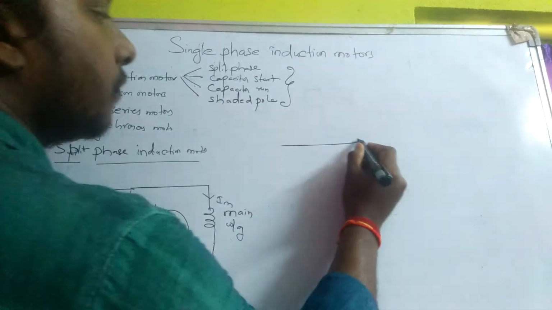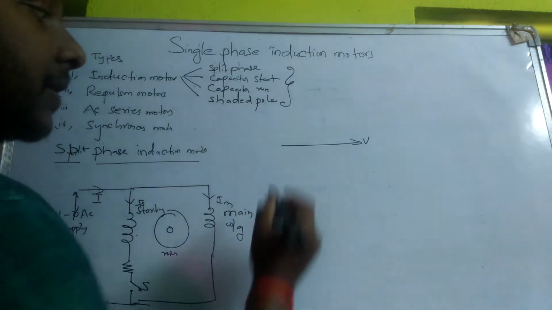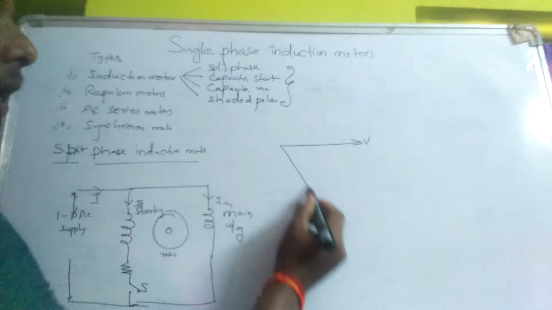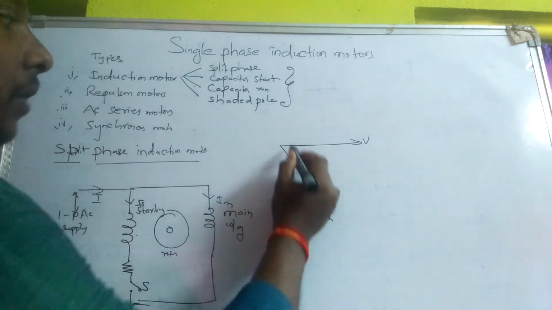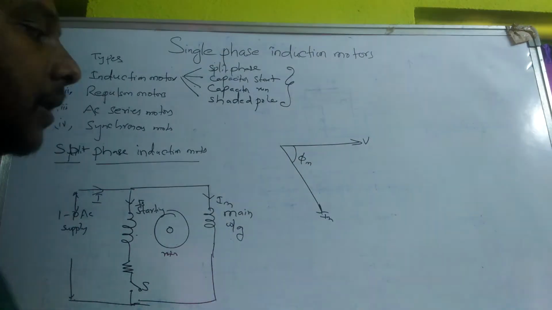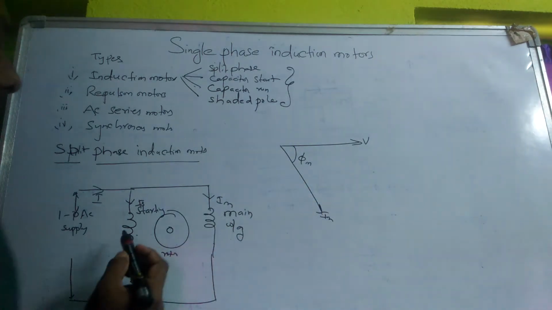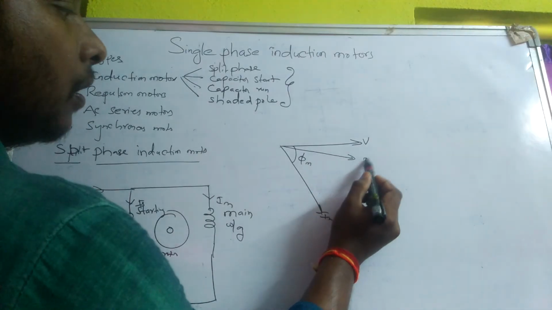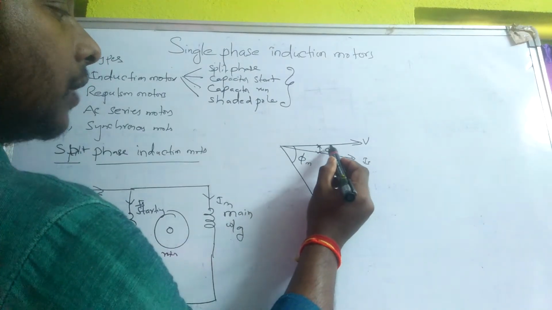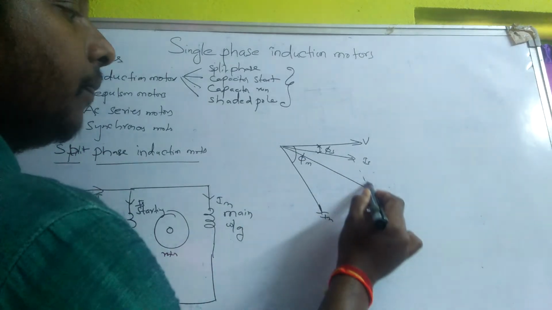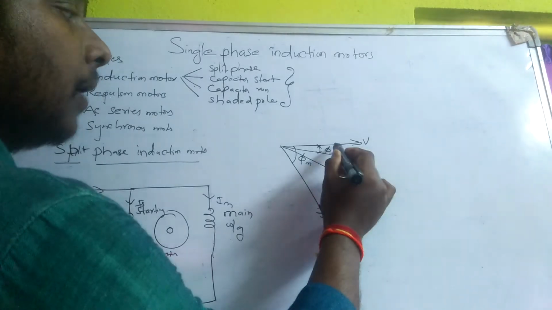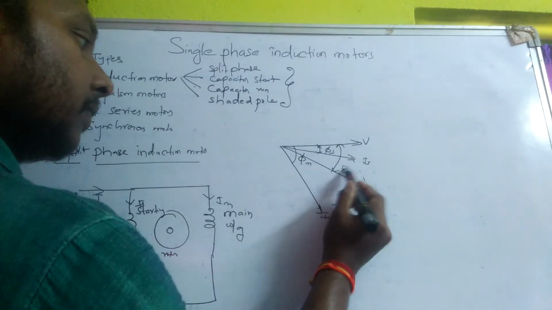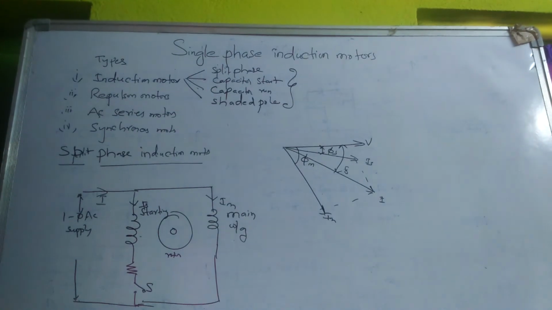two windings. If you see the phasor diagram, taking voltage as the reference axis, because Im has more inductive reactance, it is approximately 90 degrees to the voltage. Let us consider that the angle is phi m. And because Is has more resistance, it is approximately close to 0. The total current is the vectorial sum of Is and Im, and the resultant current gives the load angle delta.